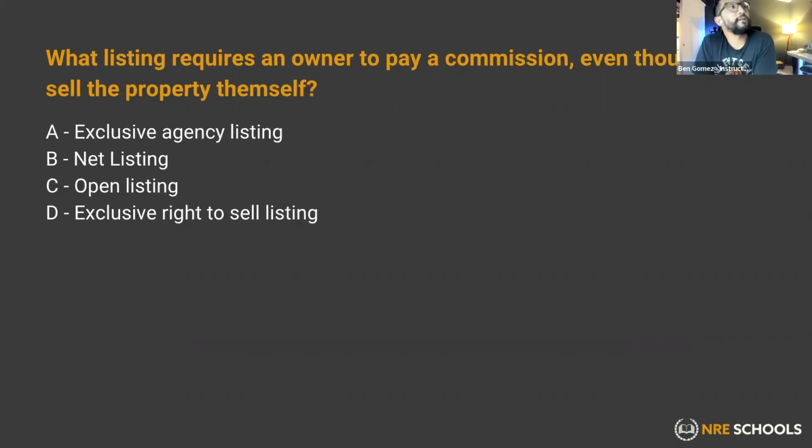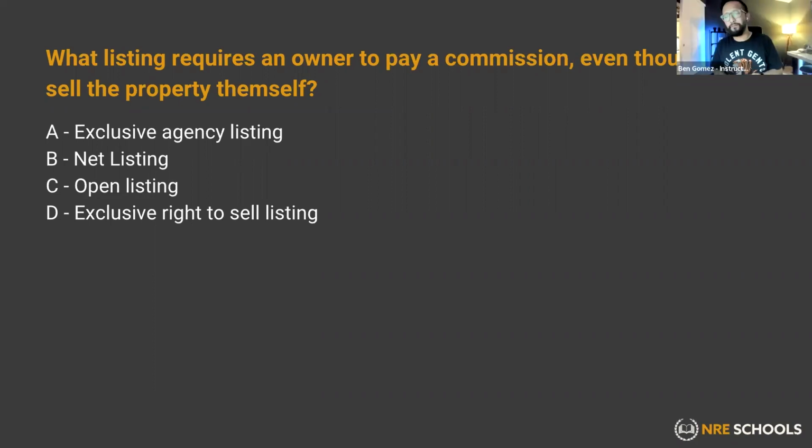What listing requires an owner to pay a commission even though they sell the property themselves? So the owner sells the property themselves. What type of listing agreement was it? Do we recall? It's A or D.